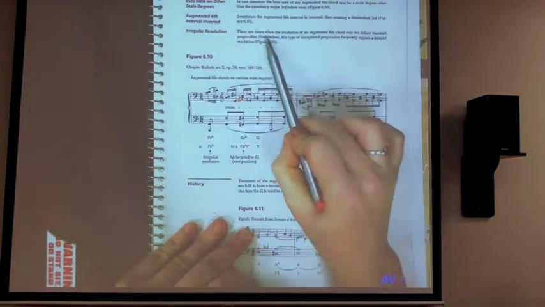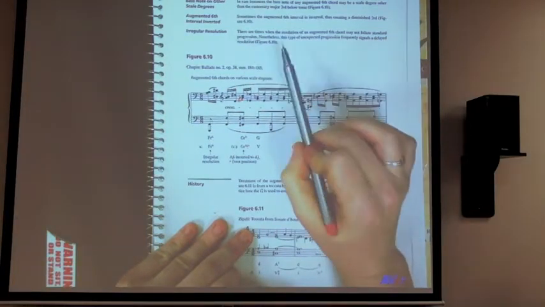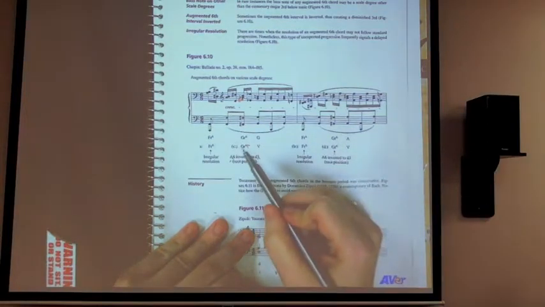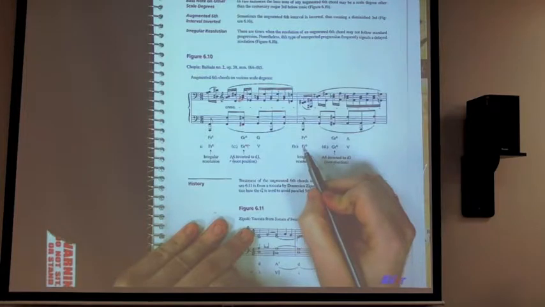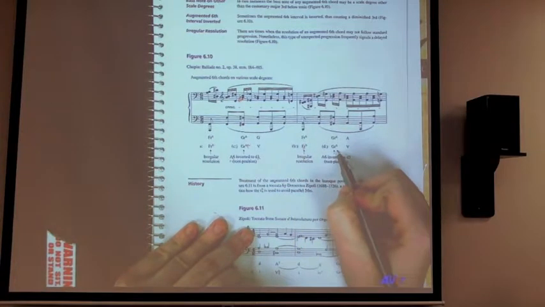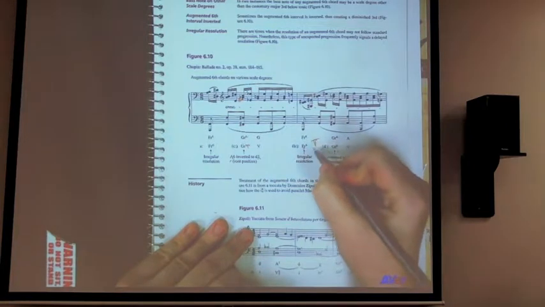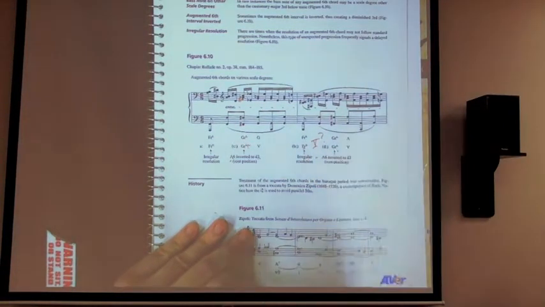And there are times when the resolution of an augmented sixth chord may not follow standard progression. So there are times, right? This augmented sixth chord, this French right here, goes to a German chord, and there's no 5 in between. There should be a 5 here. There isn't. The composer is breaking the rules, okay?